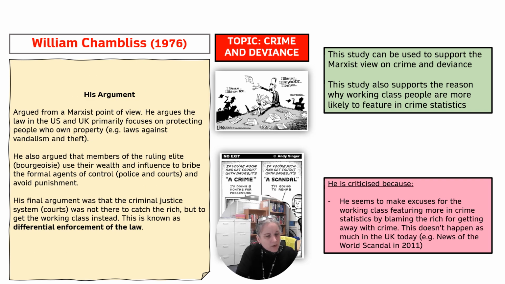William Chambliss is the next one. So William Chambliss is a Marxist, and what he talks about is at the bottom there, that differential enforcement of the law. In other words, he talks about the law and, you know, the police and the judges and the courts and all of that sort of thing being controlled by the bourgeoisie, and therefore they gain out of it. It's all sort of biased towards them and therefore against the working class. And so the working class are the ones that are going to be imprisoned, they're going to be the ones in trouble, and so on, getting criminal records. So it's a typical Marxist view, if you like, this idea of the proletariat being exploited by the bourgeoisie and the bourgeoisie being in charge.